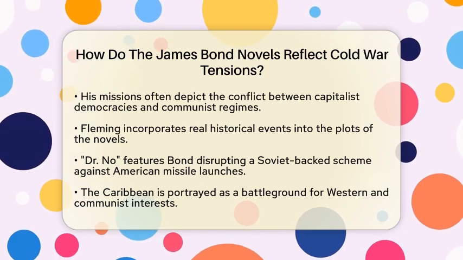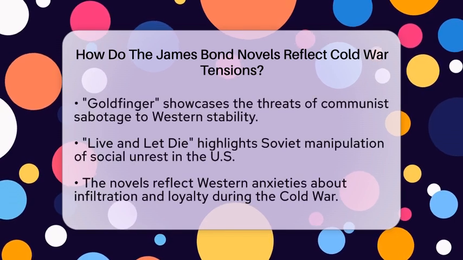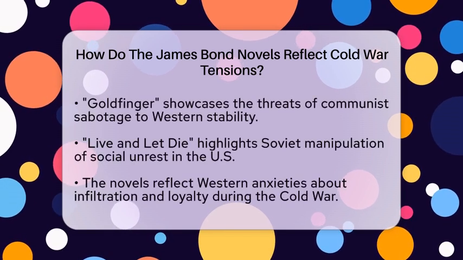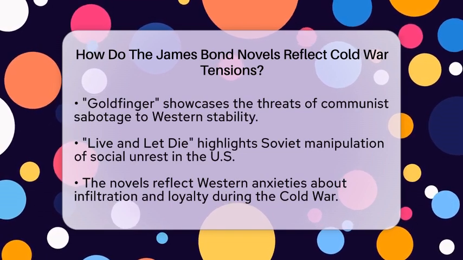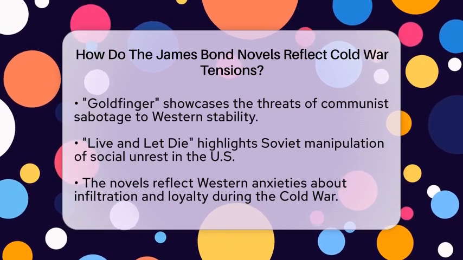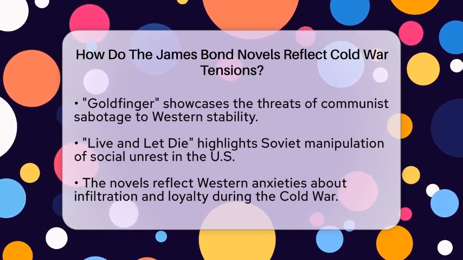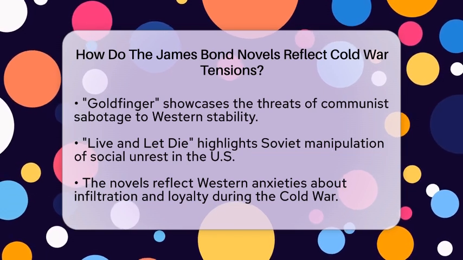The fear of communist influence is also evident in Live and Let Die. Here, the story portrays Soviet manipulation of social unrest in the United States, highlighting the perceived reach of communist ideology. These narratives reflected the genuine anxieties of Western societies about infiltration and loyalty during the Cold War.